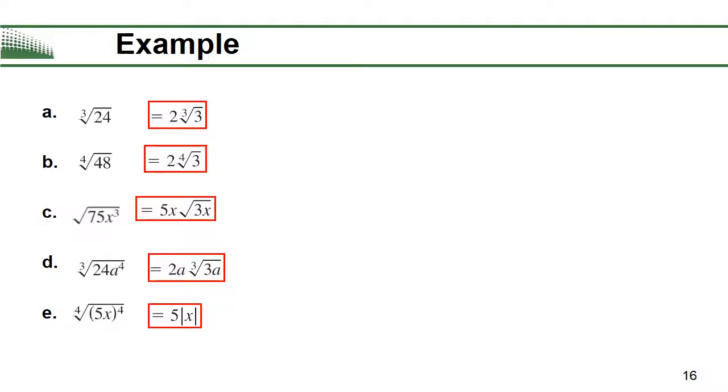D, again, same idea. In fact, D and A are very similar. We're working with the cube root of 24 again. So the 2 and the 3 are in the same positions as in example A. The letter a, it's a to the 4th. That's four a's. So the 3 get to come out. We write it down one time, and the 1 stays underneath. And then notice for E, 5 absolute value of x. Now the 5 is a number, and we know it's positive to start with, so we leave it 5. But we don't know what x is. We don't know if it's going to be positive or negative, so we want to make it clear that x needs to be positive and show the absolute value.